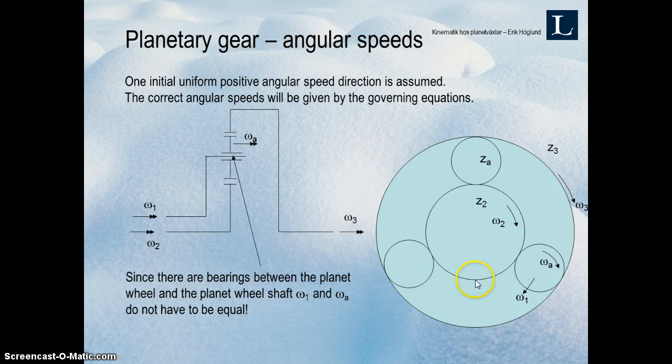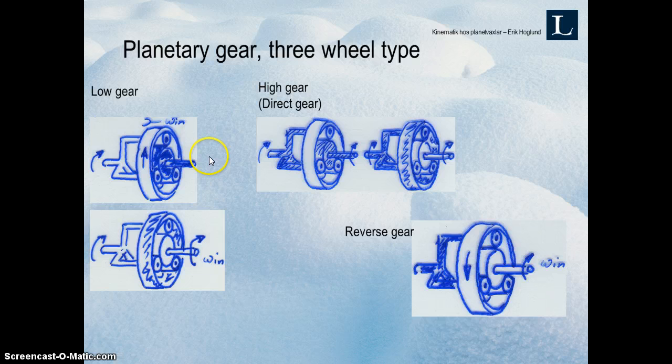You must also remember that in this case, for the planetary wheel, it can rotate around its own shaft because we have bearings between the wheel and the shaft which it's sitting on, and you can also have a rotational motion with the planet carrier in this direction, rotational speed, indicated omega 1. You can also see that we indicate the planet carrier shaft with 1, the sun wheel shaft with 2 and 3, and the planetary gear with A.